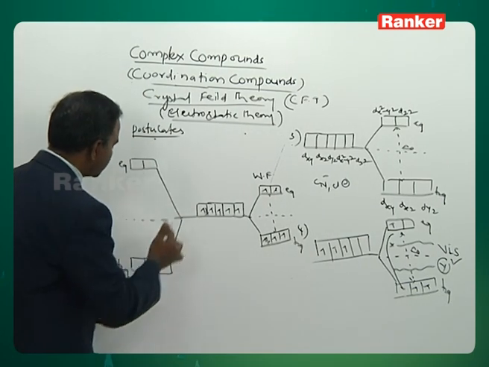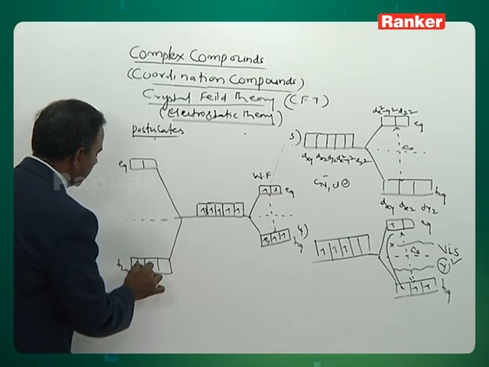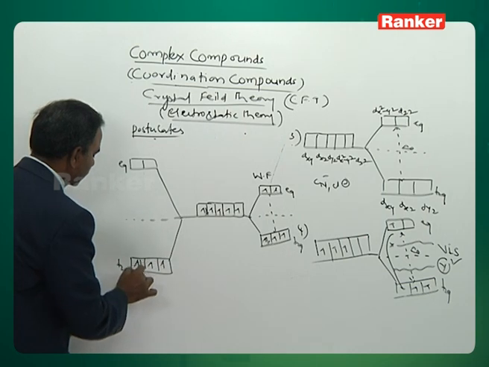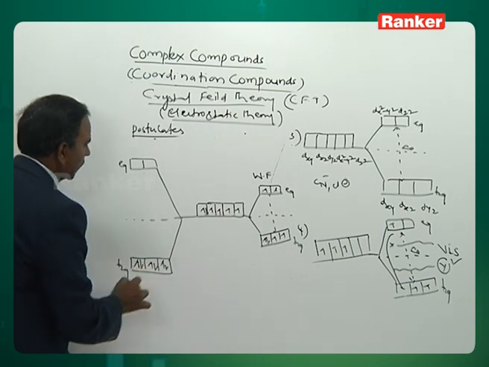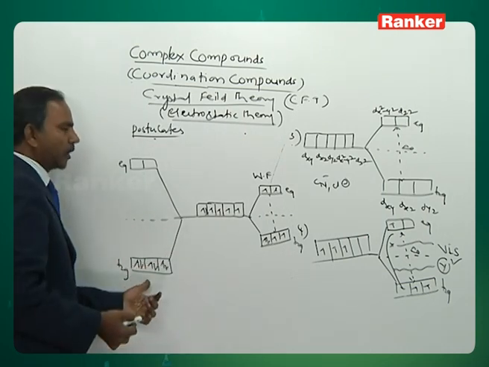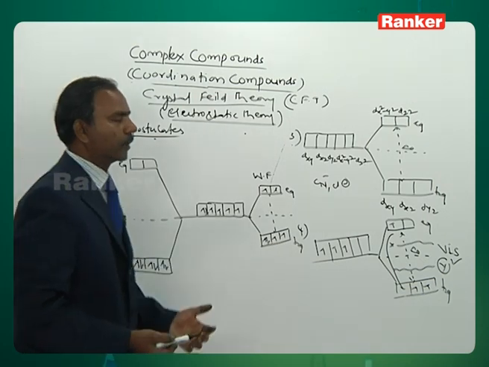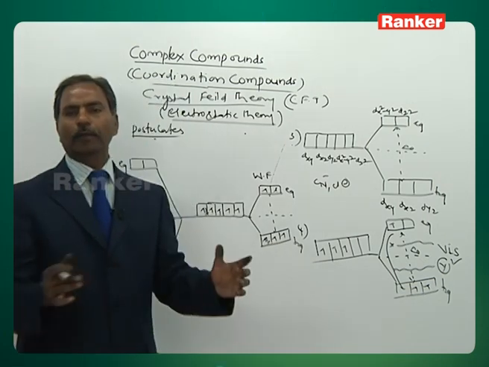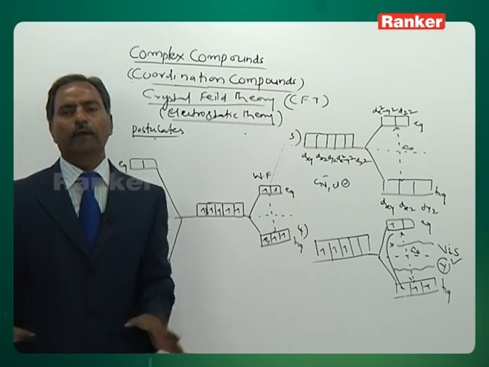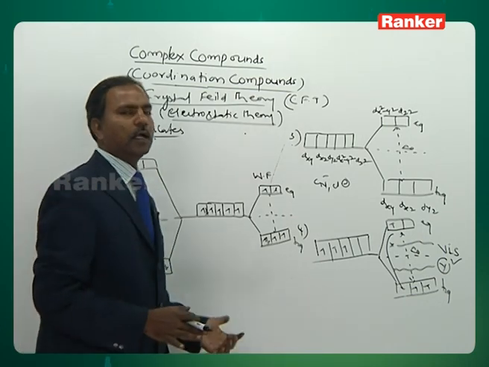See, I am writing the 6 electrons in the lower energy level only, like this. Once all 6 electrons are paired in the lower energy level, you are looking on the board clearly at the diagram: there is no unpaired electron. Once there is no unpaired electron, that particular complex is diamagnetic.